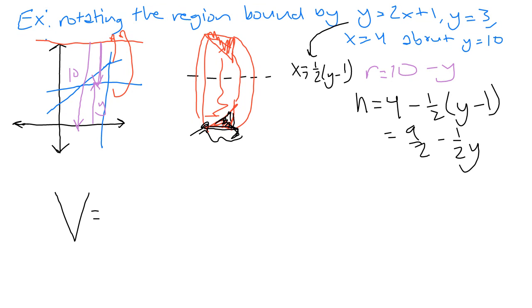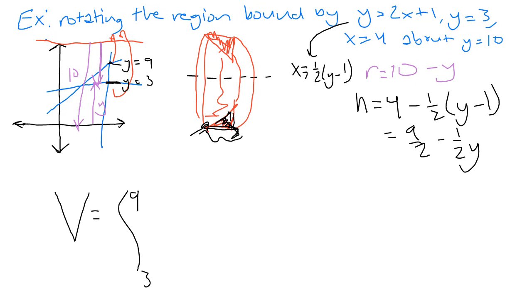So our V, first of all, we have to think about our bounds. We know we're going from y equals 3 to y equals 9. If we look at our region right here, this is where y equals 3. And this is similar to what we found last time, that point where y equals 2x plus 1 and x equals 4 meet, which gives us y equals 9.